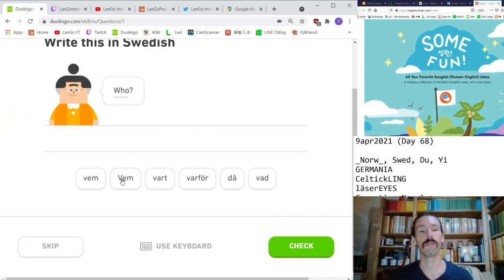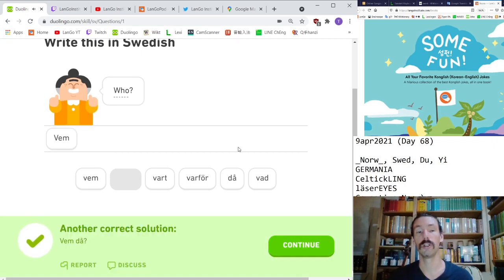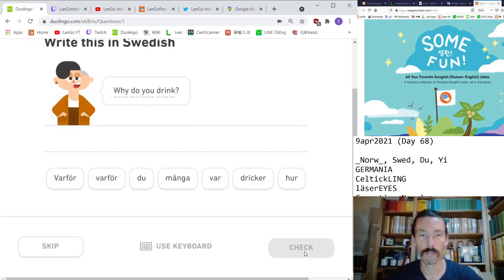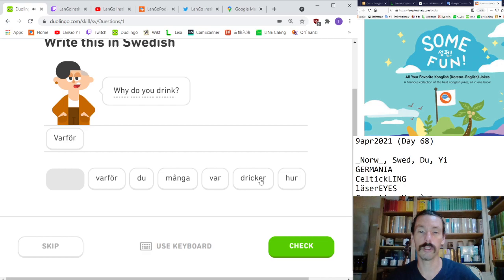Vem. Vem? So closer in form to our word whom, but nominative meaning here. Why do you drink? Hur dricker du? Så ja, hur och varför. Varför dricker du? Note that the verb drink in Swedish has I with the letter I, while the noun a drink has a U spelled with Y. Dryck, en dryck.